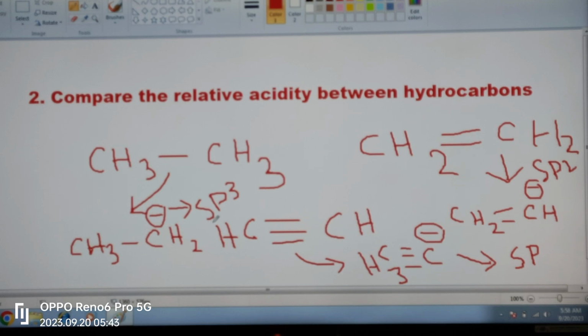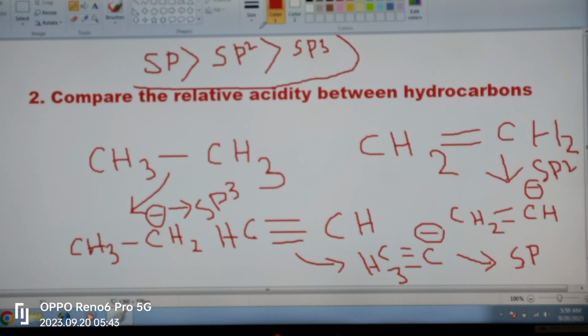So the percentage of s character will determine the acidity of the corresponding alkanes. So the order will be sp, that means sp hydrogen will be more acidic, and then sp2, and then sp3. This can be explained by considering the hybridization of the corresponding carbon atoms, that is alkane, alkene and alkyne. The higher the stability of the conjugate base, the higher the acidity.